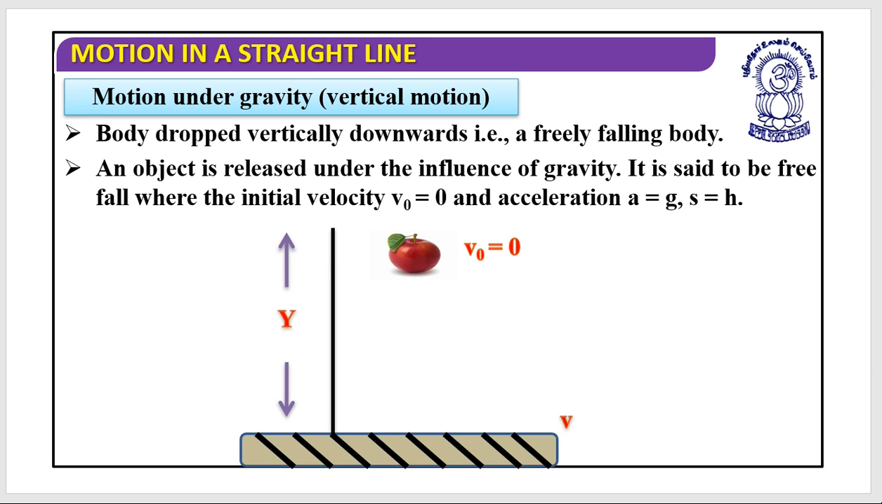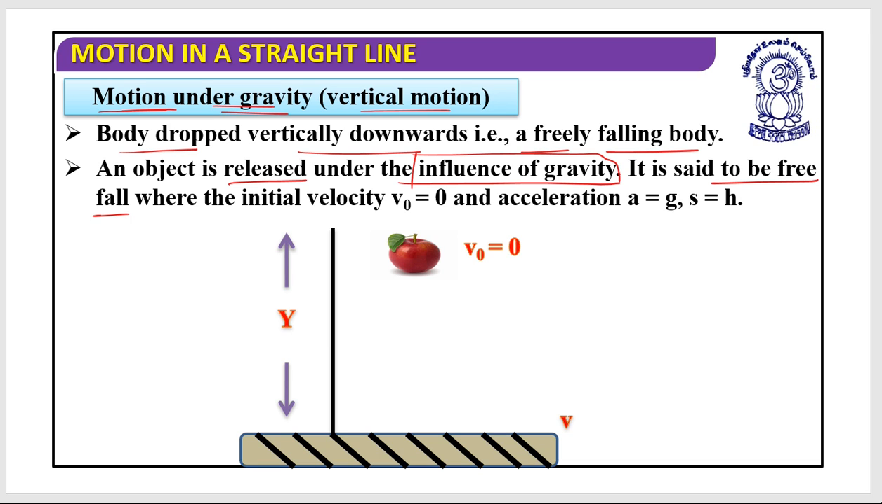This is motion under gravity. It's a vertical motion. First thing, if our body is dropped vertically downward, then it is said to be a freely falling body. If an object is released under the influence of gravity only, traveling under the effect of gravity only, then it is in motion under gravity. It is said to be free fall. You need to remember all these keywords: one is motion under gravity, another is free fall.